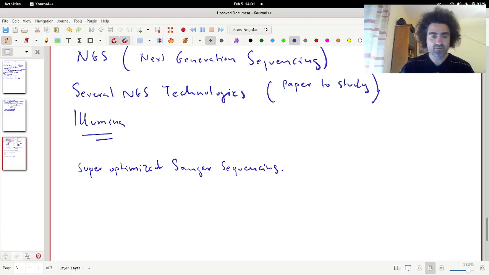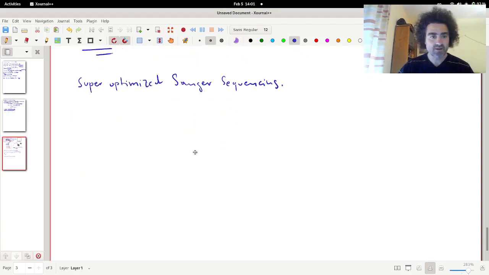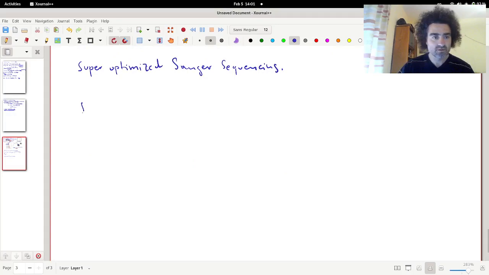Okay, let's go now to describe how this works. So how Illumina sequencing works.